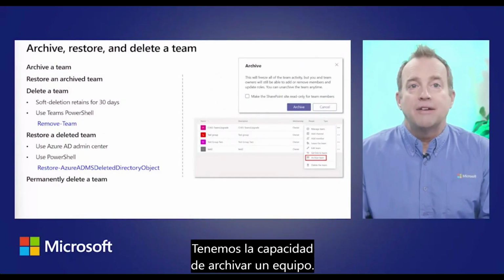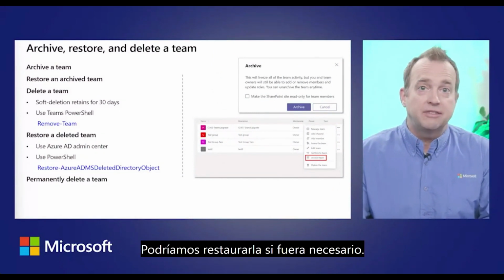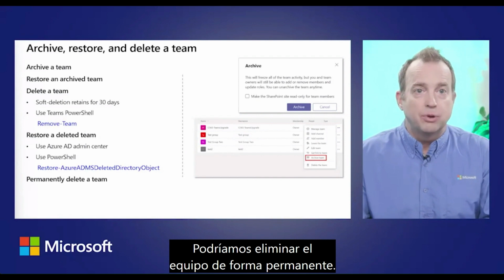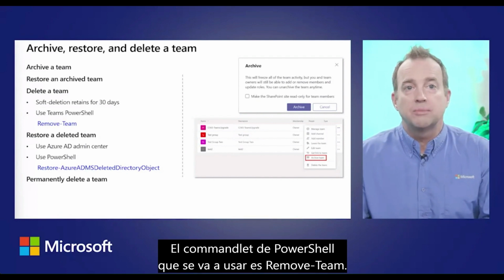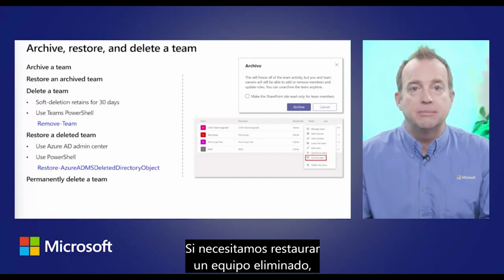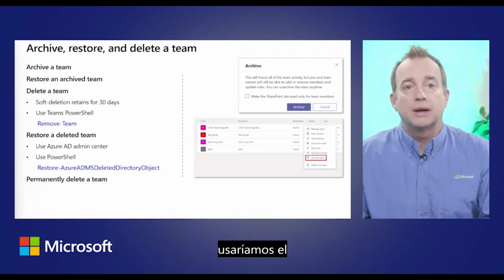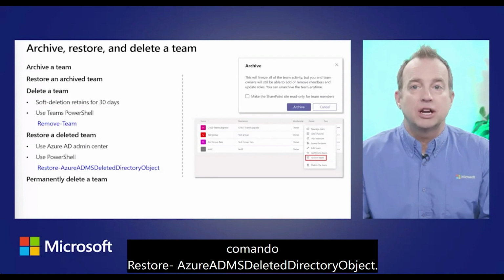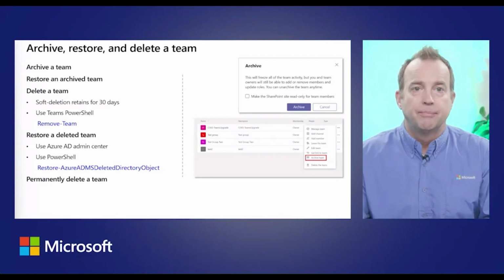We have the ability to archive a team. We could restore it if need be. We could delete the team permanently. PowerShell commandlet to use is remove team. If we need to restore a deleted team, we would use the restore Azure ADMS deleted directory object commandlet.